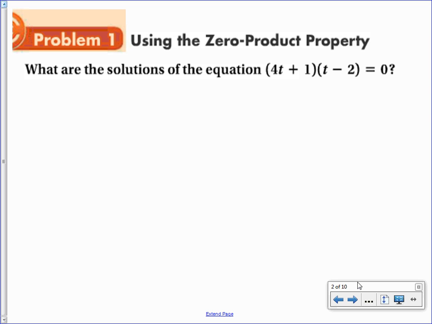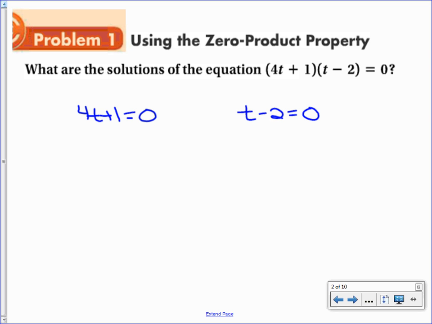Because of the zero property, what we can do is set up our equations to solve for the letter t in this problem. And here's the first equation. What I do is I take my hand and I cover up the t minus 2, and that will leave me with 4t plus 1 equals 0. That's the first equation. Our second equation, after you cover up the 4t plus 1, would be t minus 2 equals 0.